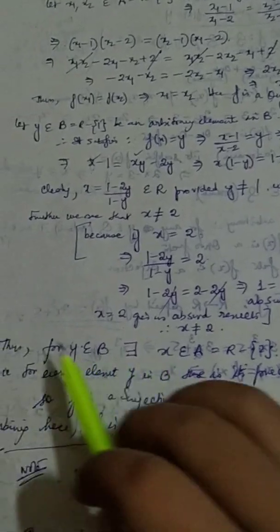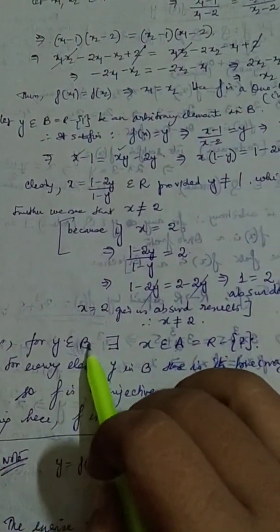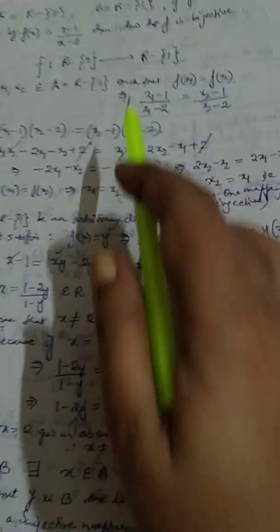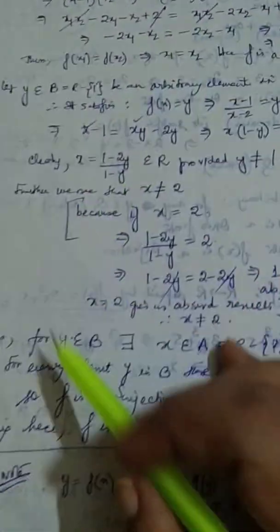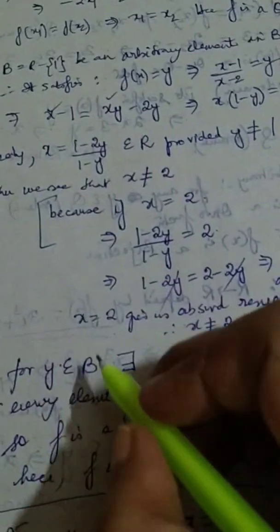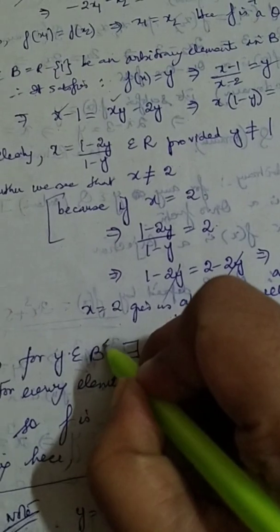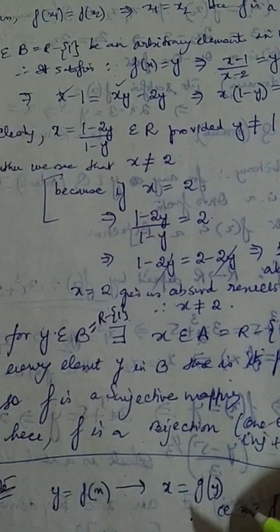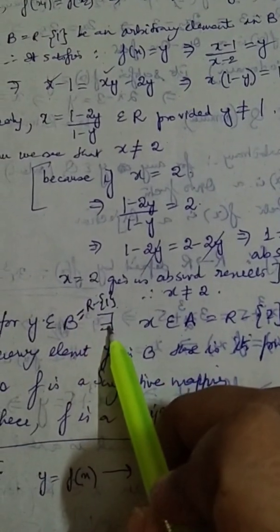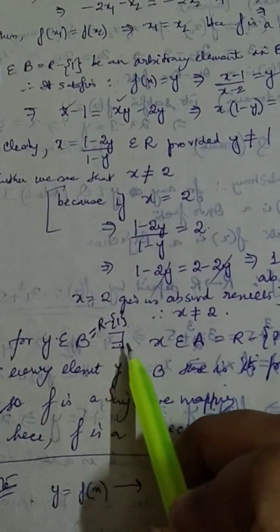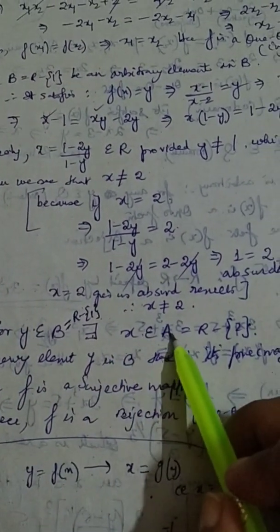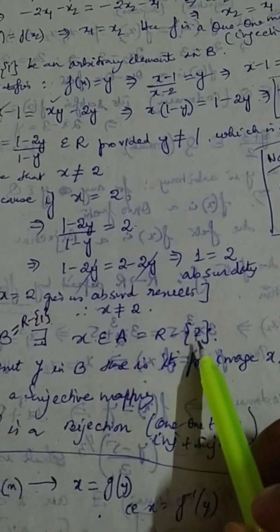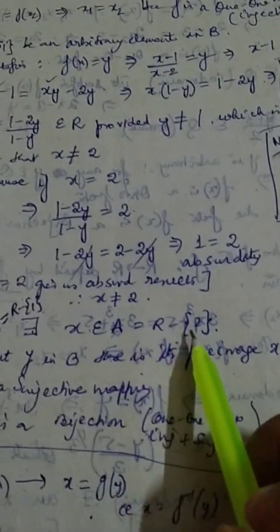So what is our conclusion? Thus for y belonging to B, B is what? B is the second set R minus 1. You can write over here, thus for y belonging to B, which is R minus the element 1, that is the set of elements excluding 1. This symbol is there exists, inverted E. There exists an x belonging to R minus of A, that is R minus 2.